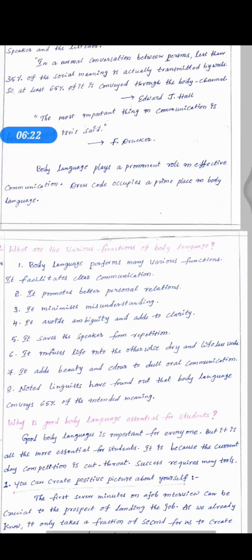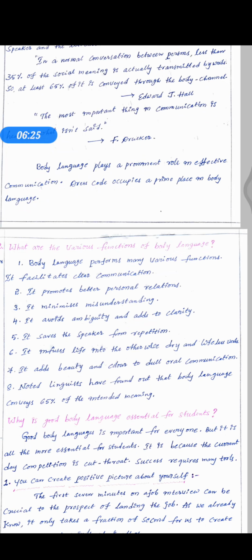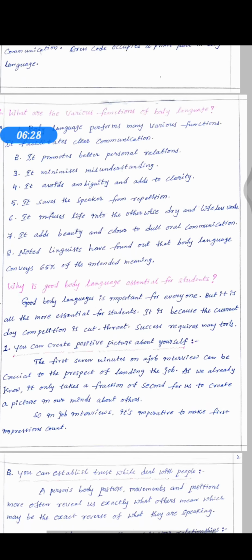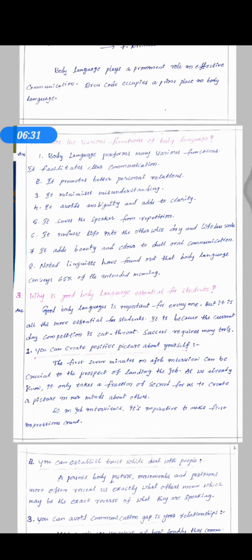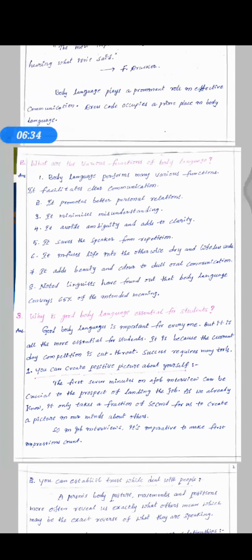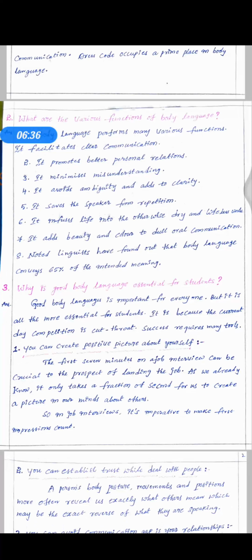The next question is, what are the various functions of body language? This is also very important. I already discussed this very clearly, but I will discuss it again. Body language performs many various functions.